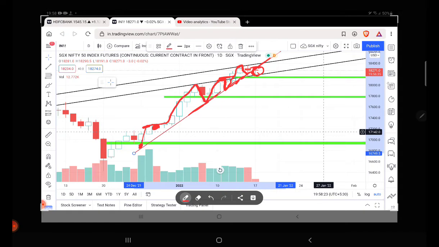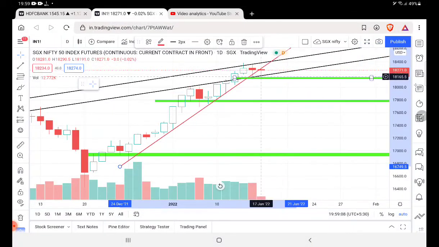So it means it can come to this area first. What is this area? This one is 18,130. Means on Monday I am expecting SGX Nifty to touch minimum 18,130.